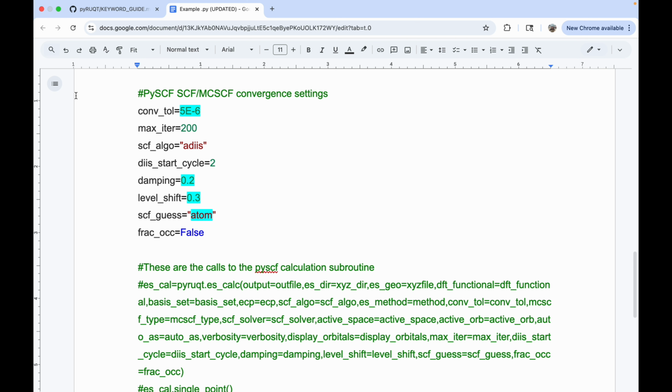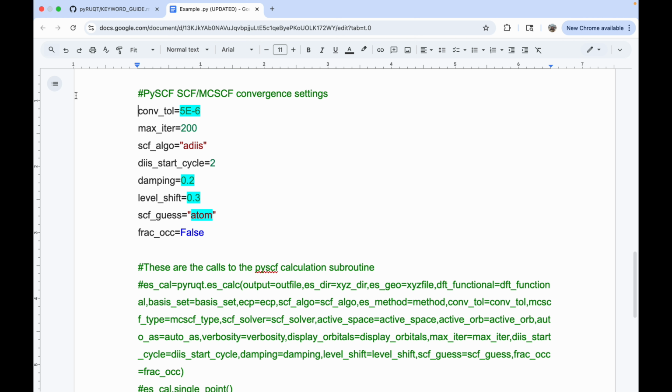This is the initial guess that you can give to your calculator to aid in calculating these energies and orbitals. Some examples are minAO, or minimum atomic orbital, atom, check file, etc. There's many online.